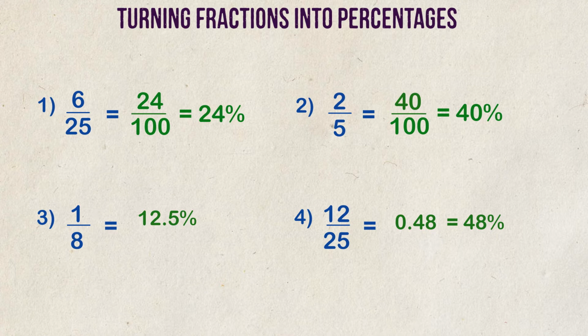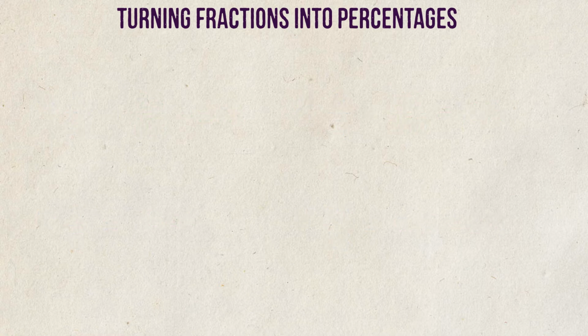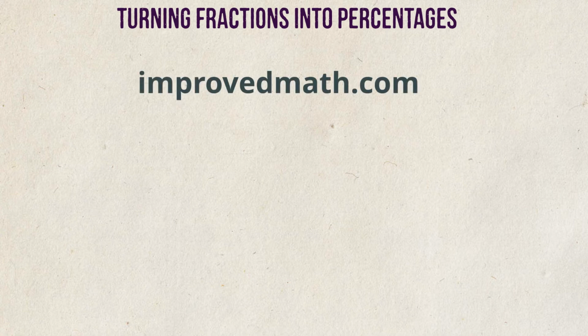I hope these two methods were easy to follow. Always start with the denominator and see if it goes into 100 evenly. If it does, you can convert to an equivalent fraction over 100 and use your numerator as a percentage amount. If it doesn't go evenly, just divide your numerator by your denominator. Once you have your answer, move the decimal 2 spaces to the right.